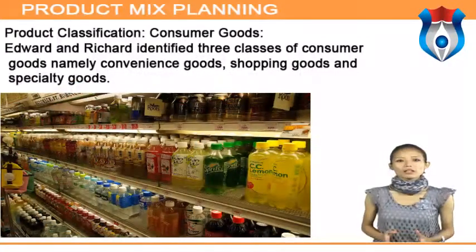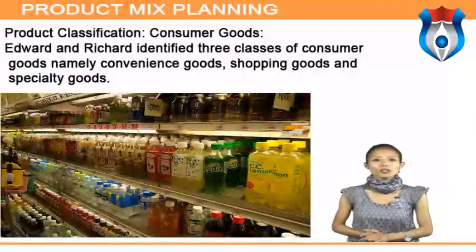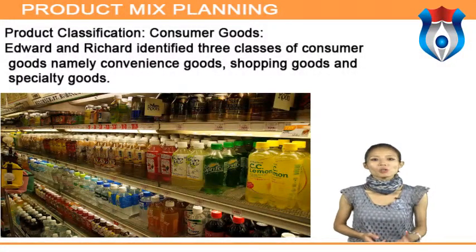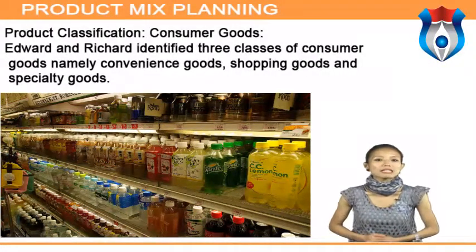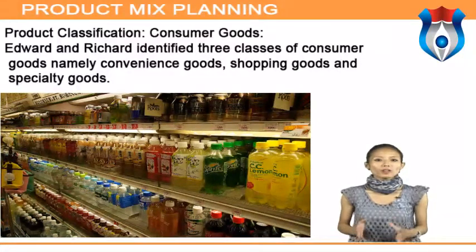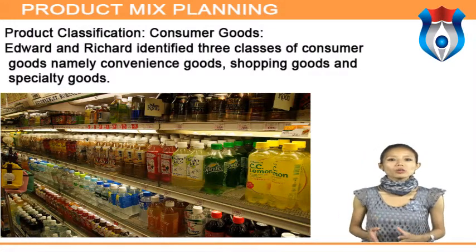Edward and Richard identify 3 classes of consumer goods, namely convenience goods, shopping goods and specialty goods. These refer to items that the consumer buys with minimum shopping effort. Essentially, these are goods that are habitual with the consumers. They are bought frequently but not in large quantities because they are non-durable goods. In other words, they are used up goods.